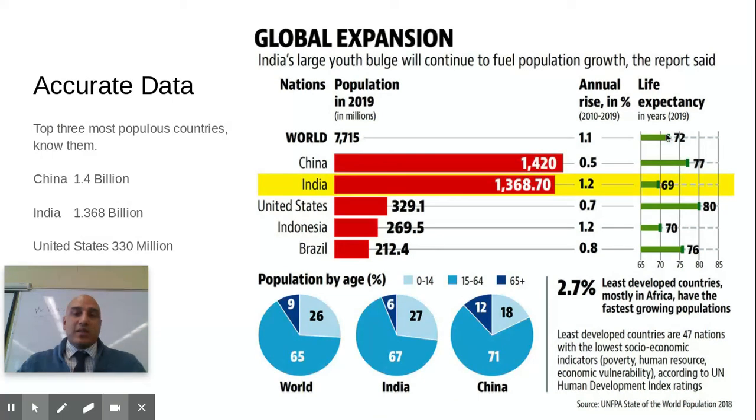We'll look at some life expectancy. And when you're talking about world population, that's different too. So world life expectancy is going to be 72. China's life expectancy is 77. India's life expectancy is 69. United States, we got an 80. Indonesia 70. Brazil 76. Some food for thought right there.